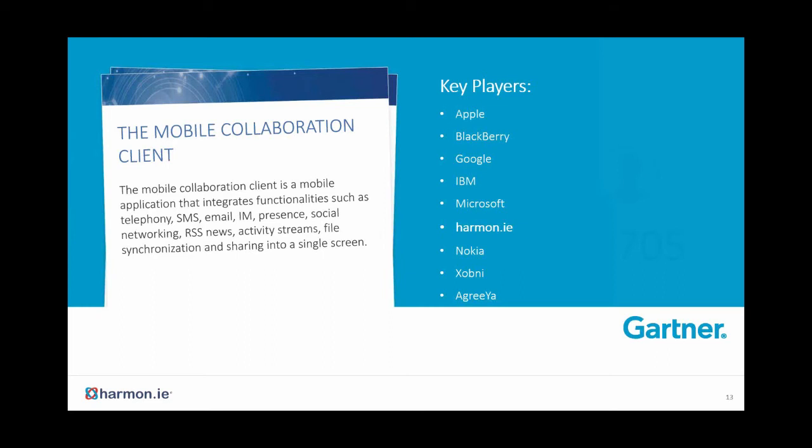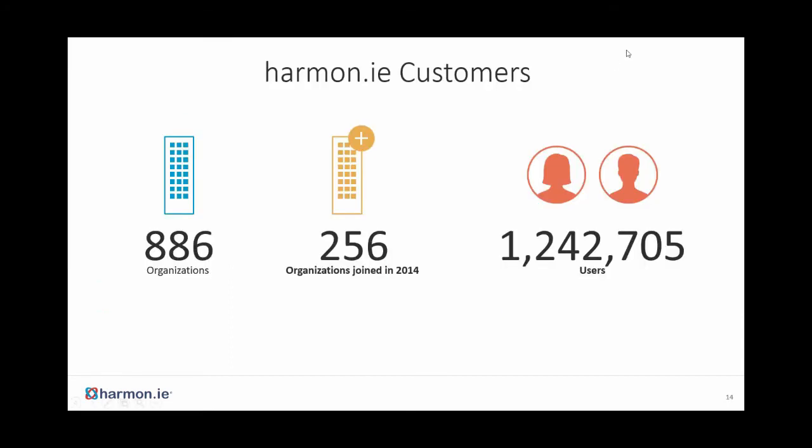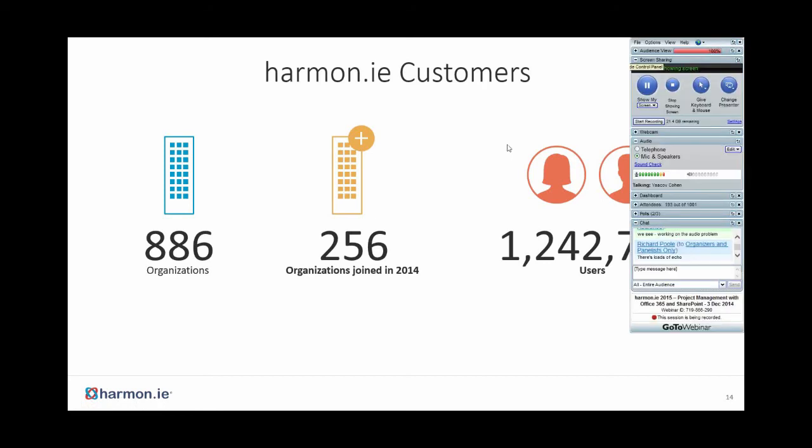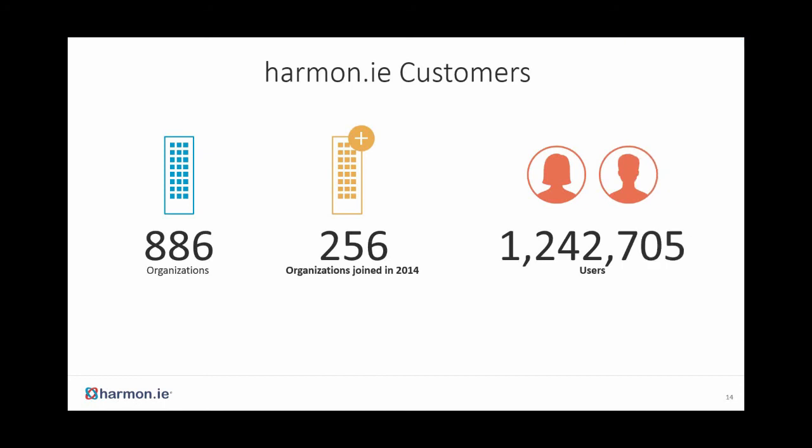This has been also a very good year so far with the Harmony customers. We had 256 new organizations which joined the Harmony family in 2014, which puts the total number of organizations using Harmony at 886. And if we look at the total number of users, as you can see, we have largely passed now the 1 million watermark, and we have 1,242,705 users. Hopefully we have some additional users which started since we started the webinar.